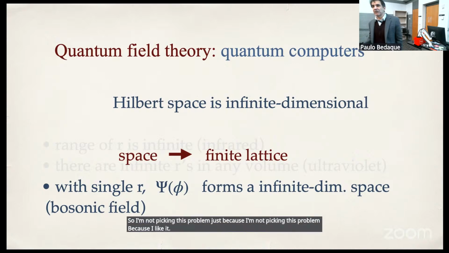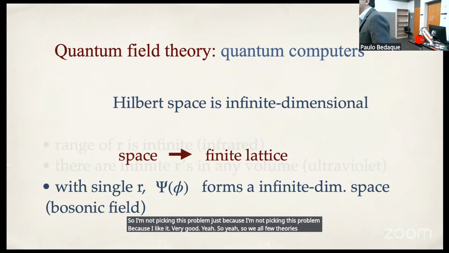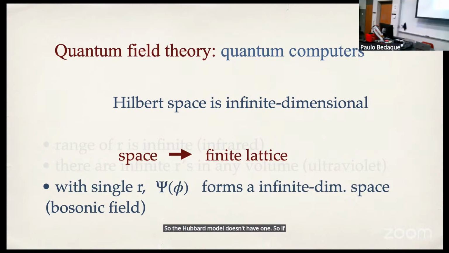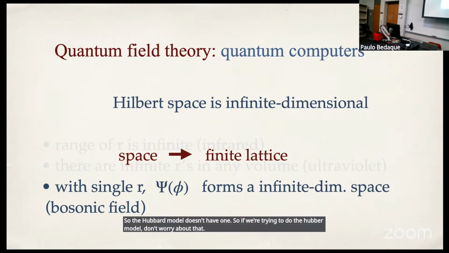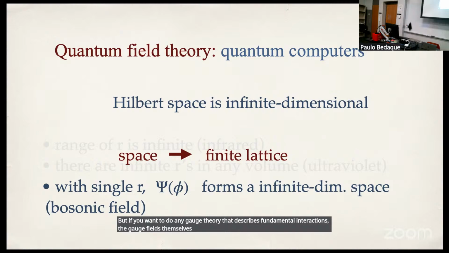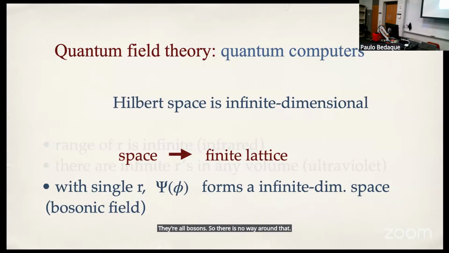All field theories that interest me have bosonic degrees of freedom. The Hubbard model doesn't have one, so if you're trying to do the Hubbard model, don't worry about that. But if you want to do any gauge theory that describes fundamental interactions, the gauge fields themselves, photons and Ws and gluons, they're all bosons. So there is no way around that.